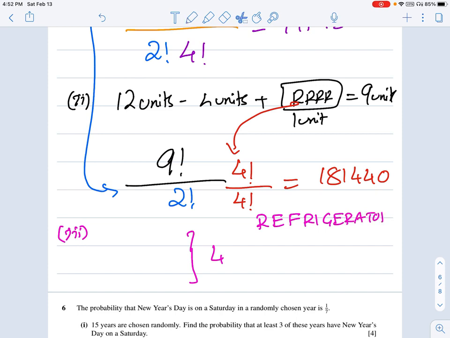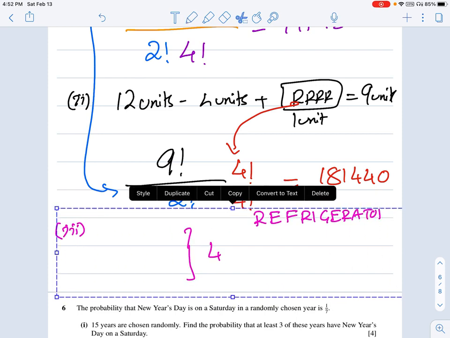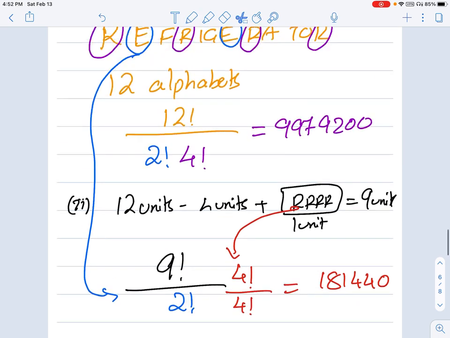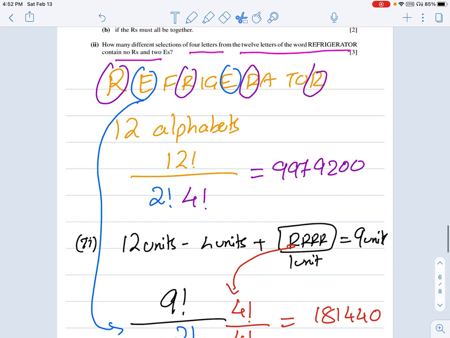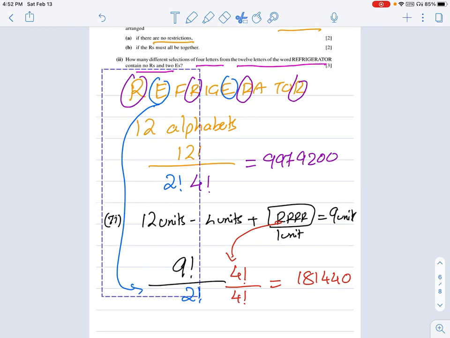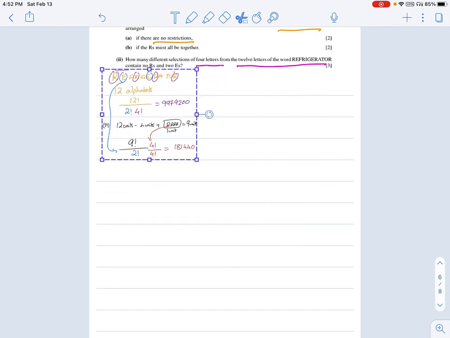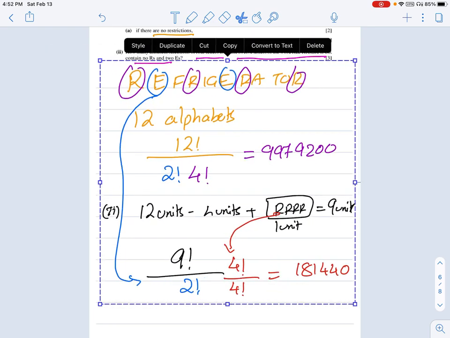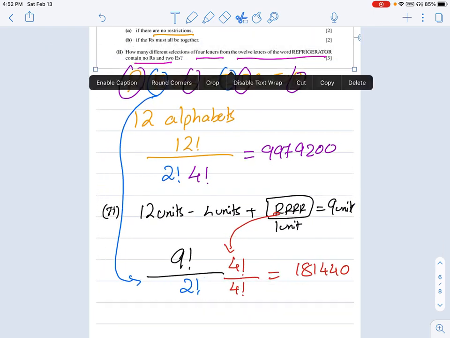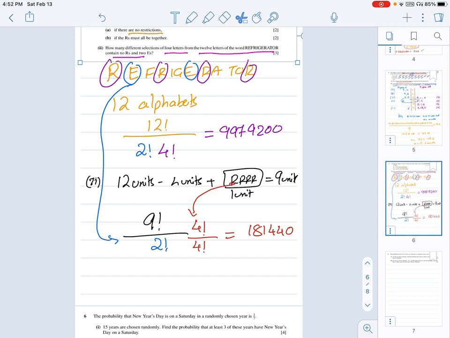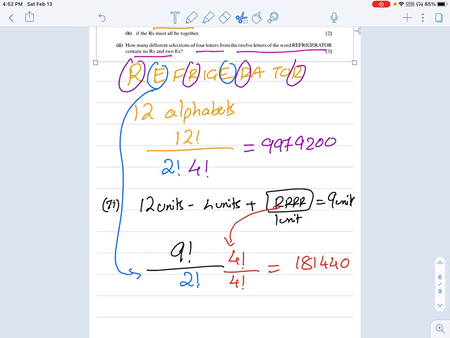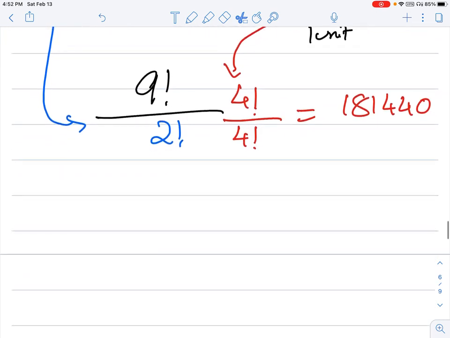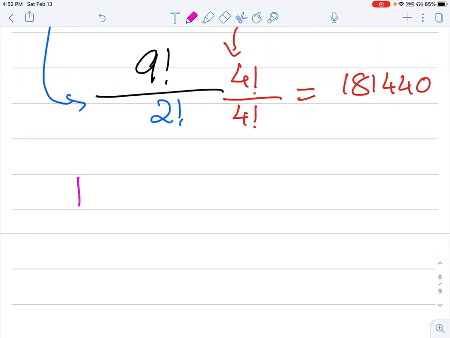So first I'll make a space because the space is not sufficient. Let me make a space for this. Oh, no need to make a space. So what I do is I better add a page. So I need to have the word refrigerator. Let me write the word refrigerator.